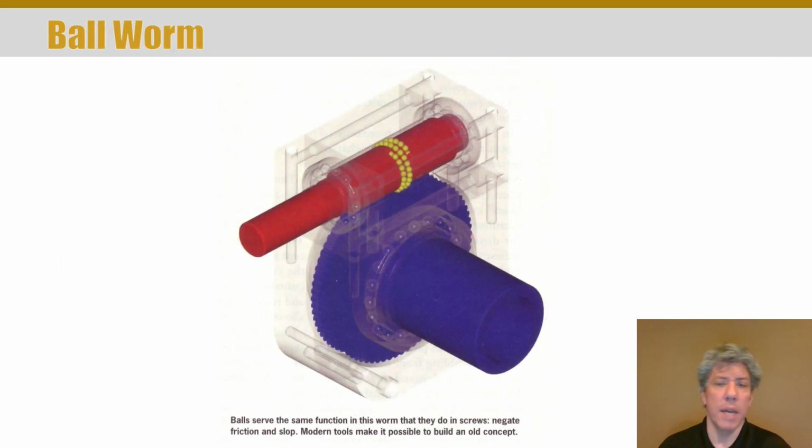There's another type of machine element you may want to be aware of. Since we talked about ball screws, we can talk about ball worms. What's interesting about this is that this is a new take on an old idea. So you notice that the red shaft has balls in it, so it's kind of like a ball screw. And the lower shaft, the blue shaft, has a gear, at least that's what it looks like on the end, but the gear teeth actually are made for the balls to interface with.